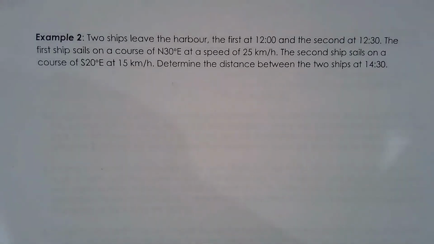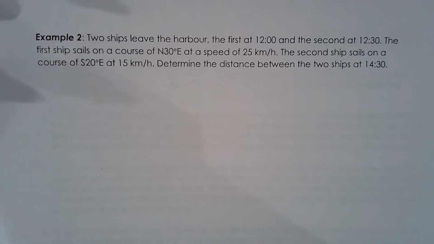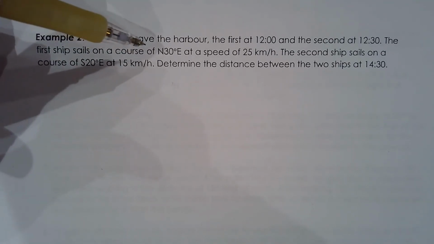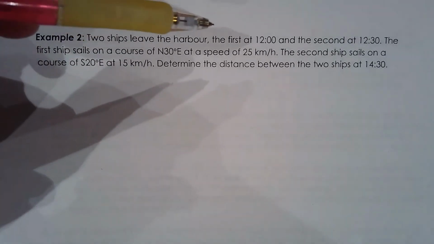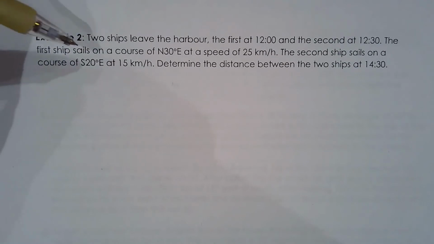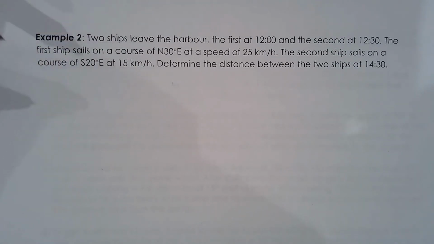Okay, for example 2, we have two ships leaving the harbor, the first at 12 and the second at 12:30. The first ship sails on a course of 30 degrees east of north at a speed of 25 kilometers per hour. The second ship sails on a course of 20 degrees east of south at 15 kilometers per hour. Determine the distance between the two ships at 14:30.